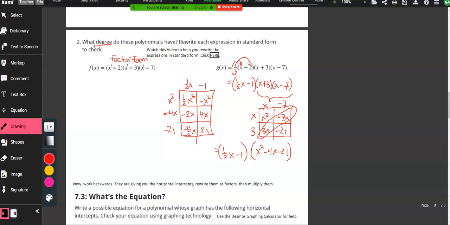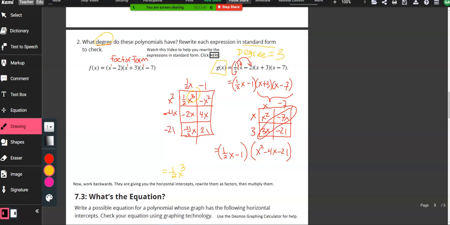Now, from right here, you could tell what the degree is. The degree is going to be 3. That's the biggest power. So for g of x, the degree is going to be 3. And then it says rewrite each expression in standard form. So in standard form, you want to put the biggest exponent first. So first the 3, then the 2.